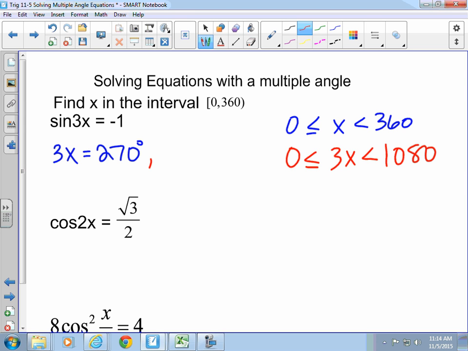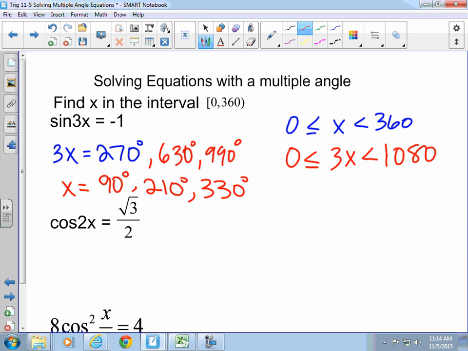630. And 990. Does everyone see where I got those? Those are just coterminal angles, right? Maybe I don't need them. I don't know, but I have a suspicion that I'm going to need them. Because what's x? How do I get x? I know 3x. And so what's 270 divided by 3? 90. 630 divided by 3 is 210, and 990 divided by 3 is 330. Are all of those still between 0 and 360? Do they all work?